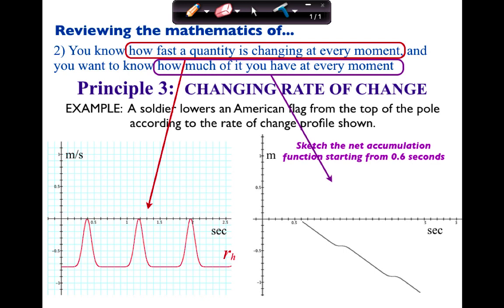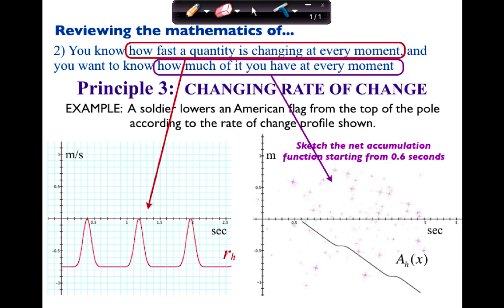Okay, but now we have a changing rate of change. So when we had the constant rate of change, how much we have at every moment, that accumulation function was easy, right? It's a linear function. Okay, but what about now? This is not easy anymore because the rate is continually changing. As soon as a little more time goes by, you have a different rate. And that dy equals m dx depends on m staying constant for whatever your change in x is.